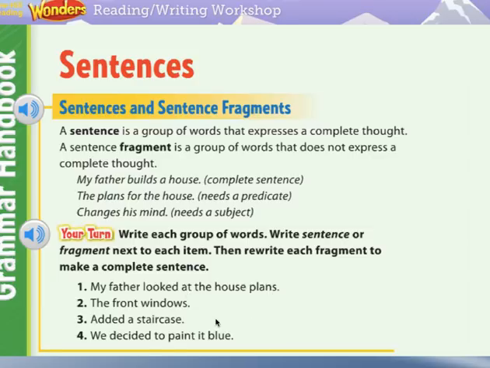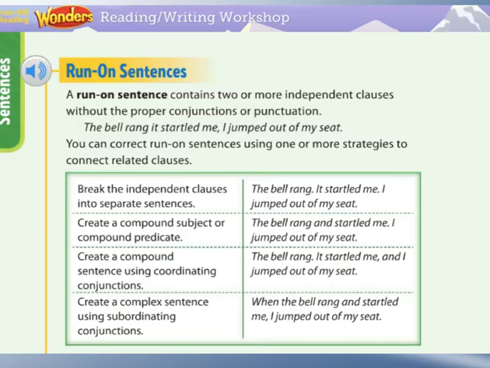The second one, the front windows. You do have a subject, which is the windows, but you don't have a predicate, so it's a fragment. Added a staircase. This is also a fragment because we don't know who or what added a staircase. Our 4th example is, we decided to paint it blue. We do have a complete sentence here because we have the subject, we, and what did we decide to do? To paint it blue. So we do have a predicate. Hope that helps you understand that a little bit better.